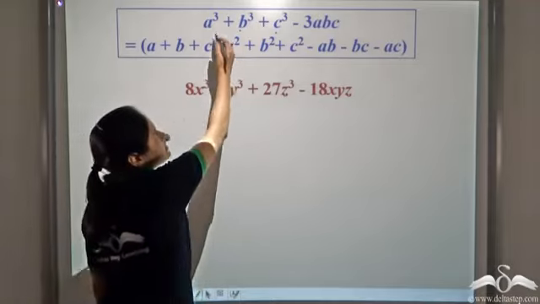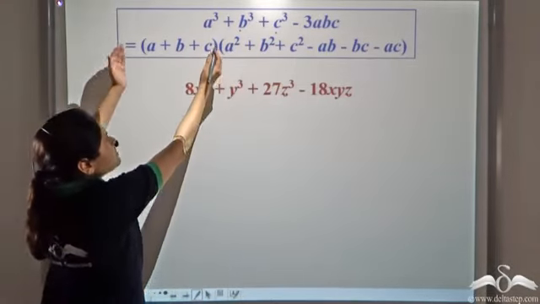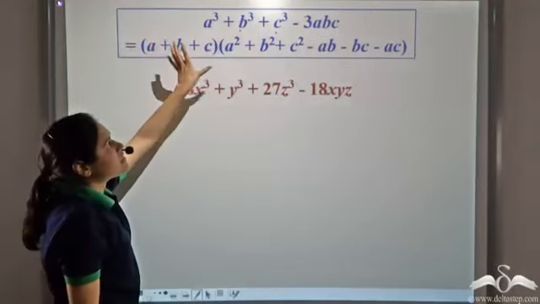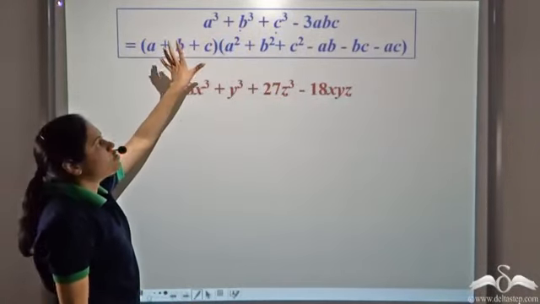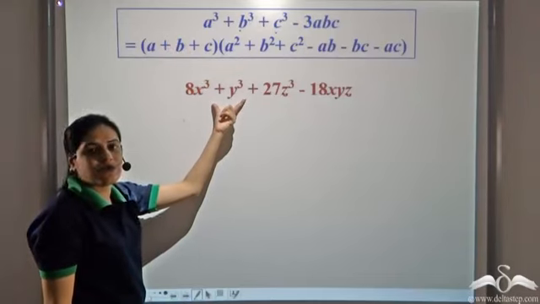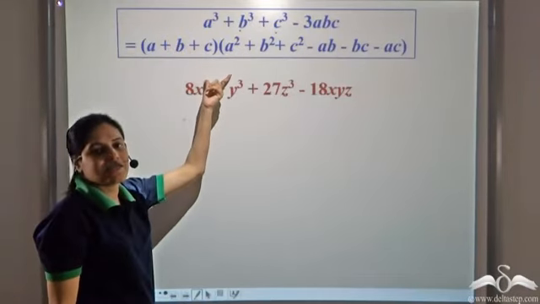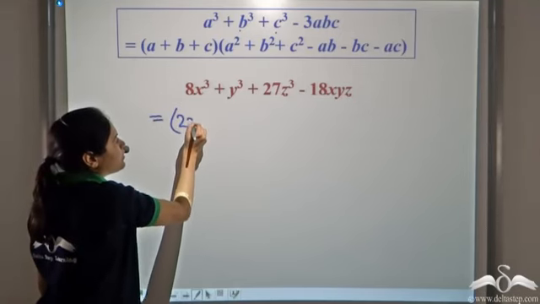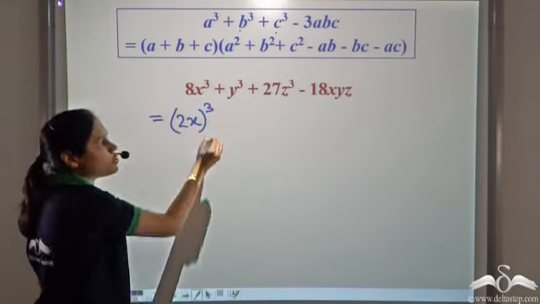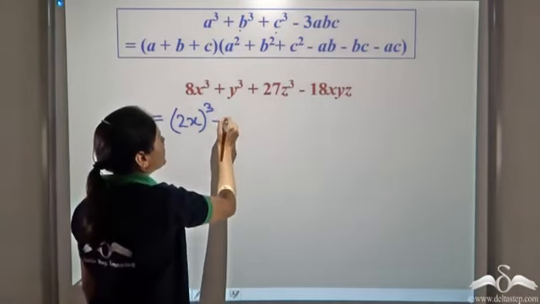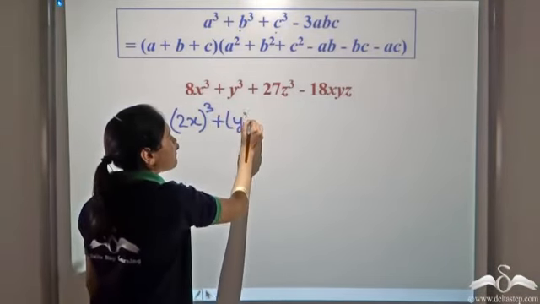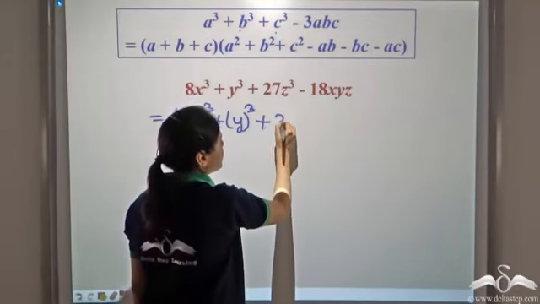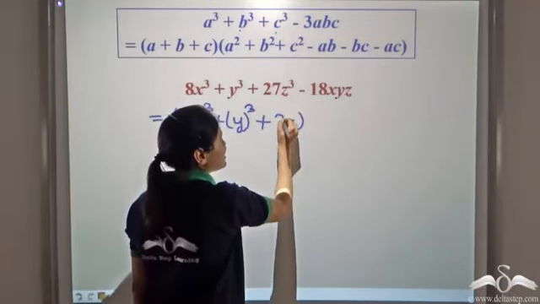Why? Because here this is written as a product of these two expressions. So this is in the factorized form. So we can factorize this expression using this identity. So 8x cube can be written as 2x whole cube. Y cube can be written as y whole cube. And 27z cube can be written as 3z whole cube.